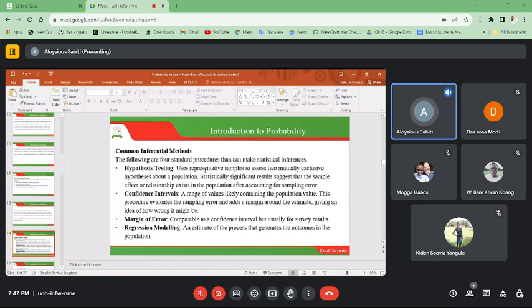One is what we call hypothesis testing, where you use a representative sample to assess two mutually exclusive hypotheses about a population. So statistically significant results suggest that the sample effect or the relationship exists in the population after accounting for the sampling error.